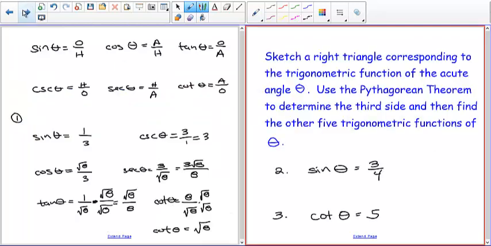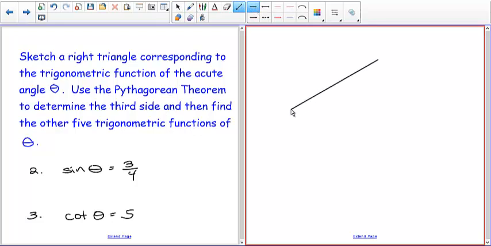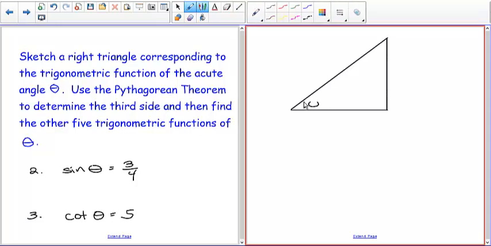Okay, the next thing says sketch a right triangle corresponding to the trigonometric function of the acute angle, which means less than 90 degrees. Use the Pythagorean theorem to determine the third side and then find the other 5 trigonometric functions. So in the previous problem, we were given 2 out of the 3 sides. We got the same kind of deal here, but they want us to create the right triangle. And we're going to define the angle to be here, theta. And this is going to be a 90-degree angle.